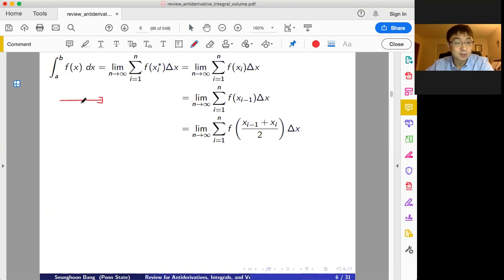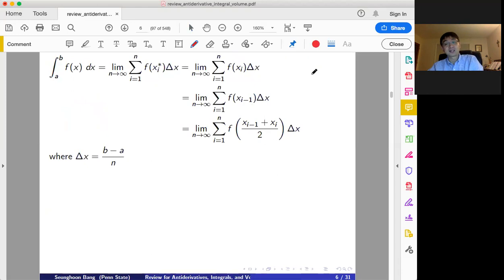So we have this position. We have sub-intervals here, xi minus 1 and xi. What's the choice of xi star? We have infinitely many choices. The first choice is the right-hand point, this one. Or xi star is the left-hand point, xi minus 1, or the midpoint, xi minus 1 plus xi over 2. We have three possibilities in this section.